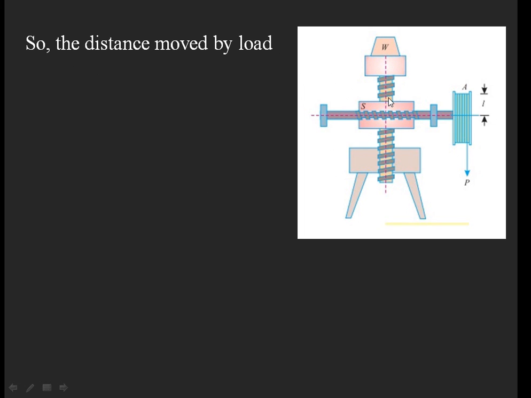When it is completing P by T of a revolution, the distance moved will also be P by T. So we can write P by T as the distance moved by the load during one revolution of this wheel. Next, I would like to tell you what the velocity ratio is.